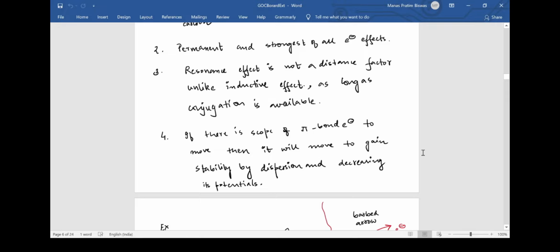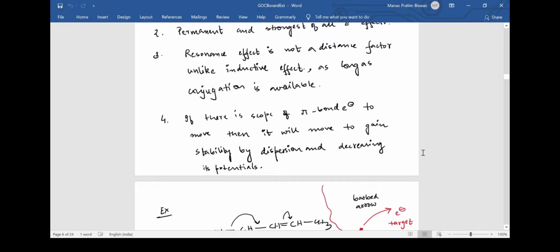The third point to be noted is that the resonance effect is not a distance factor. This means that, as I said in the previous lecture, in the inductive effect, suppose we have fluorine and carbon, and the distance between carbon and fluorine is increasing, then it's obvious that the fluorine cannot pull the electron cloud over the carbon to that much extent, because the distance between them is increasing. But in the case of resonance, as long as conjugation is there, we'll come to know what conjugation is in a little while, if the conjugation is continuous, then resonance will always take place with the same intensity. That means the intensity of resonance does not depend on the distance between the involved atoms.